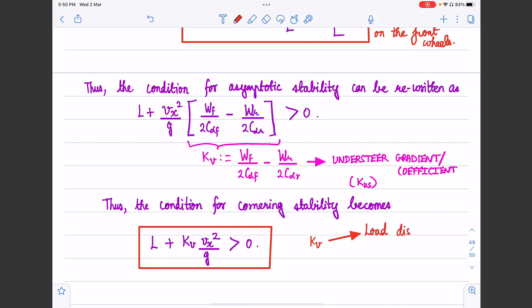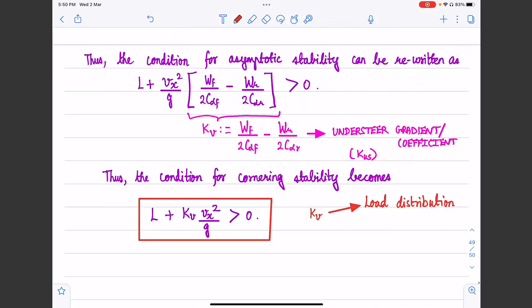But I will leave you with this fact that the steer gradient is dependent on load distribution and cornering stiffness of the tire. These are the two important aspects that affect the steer gradient. It's not only the total load, it is the load distribution between the front and the rear tires, and the cornering stiffness of the front and the rear tires that influence the understeer gradient. I will stop here for today, and we will continue in the next class.